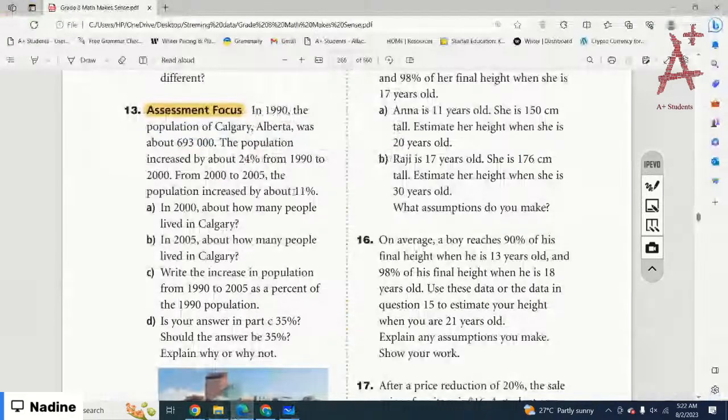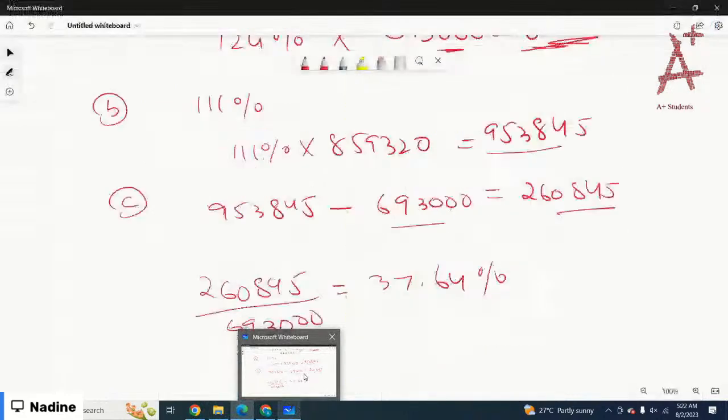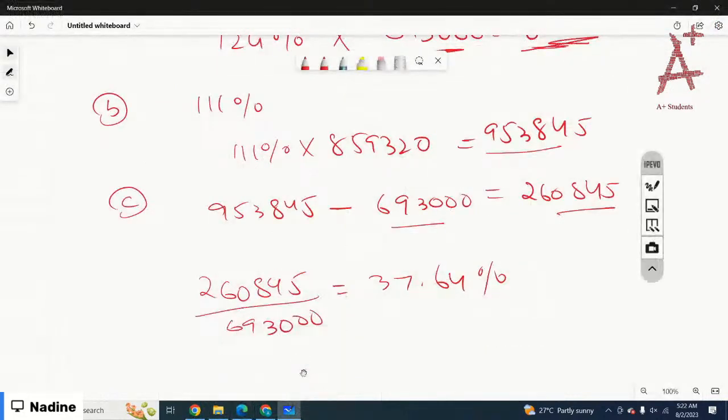24% and 11%. 24 and 11 make 35. No, we cannot add the percentages. Got it? Because if you add the percentages, it would be just 35%. But you can see it is increased by 37%, right? Okay.